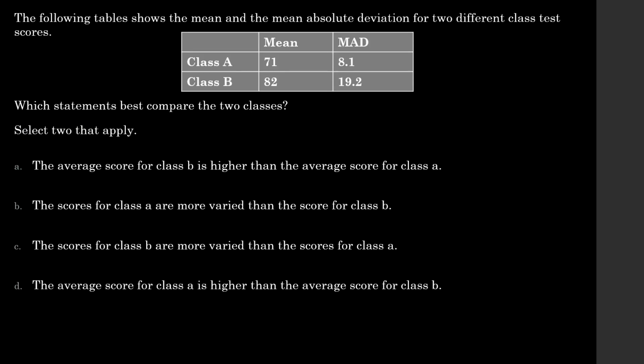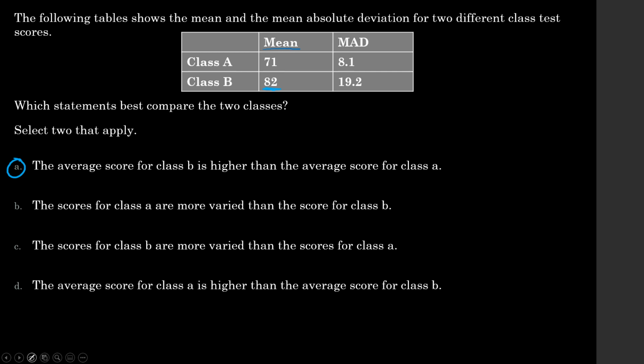All right, here we have two sets of data and it gives us our mean and our mean absolute deviations already. Perfect. We want to know which statements best compare the two classes. Okay, so A says that the average score for class B is higher than the average score for class A. Well, remember that mean is your average. So my mean is my average, and 82 is definitely higher than 71, so this one works because 82 is bigger than 71.